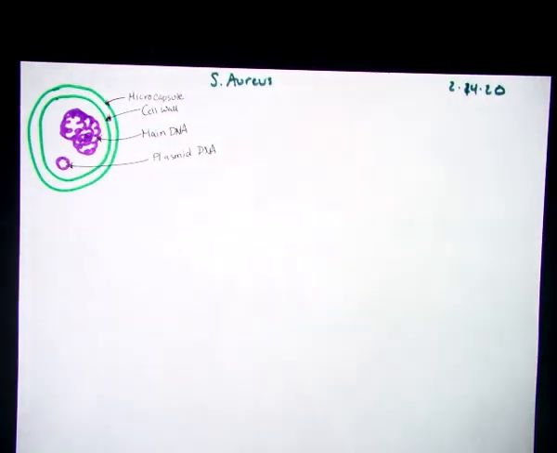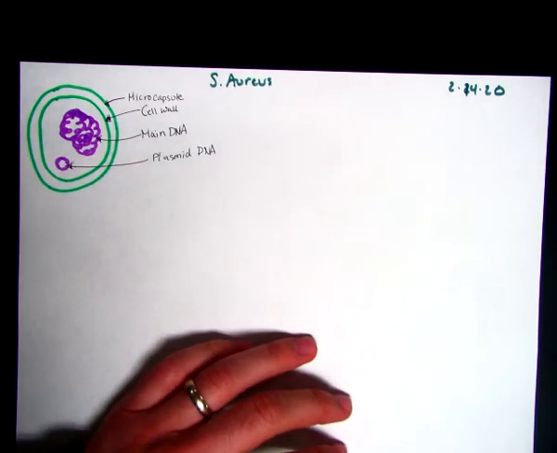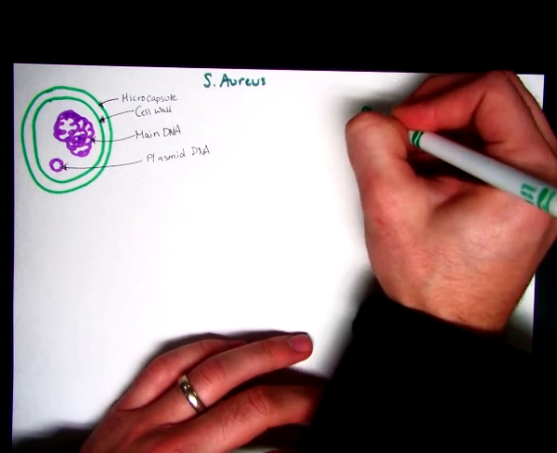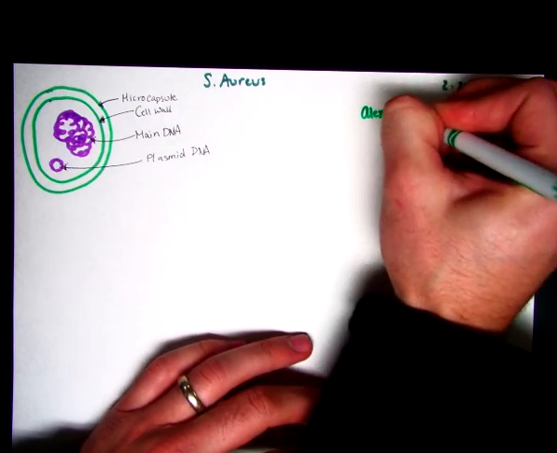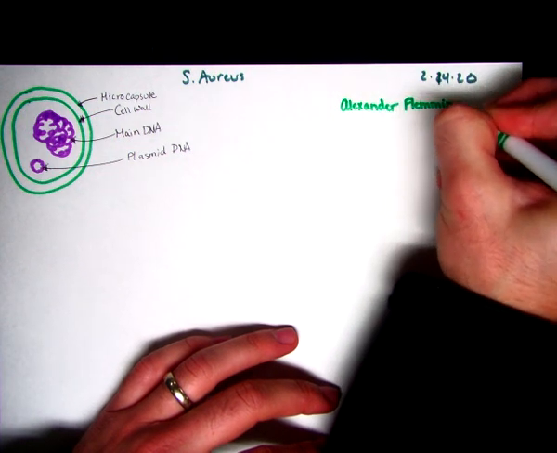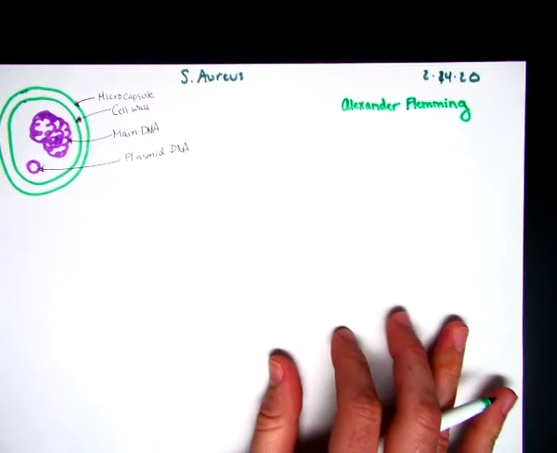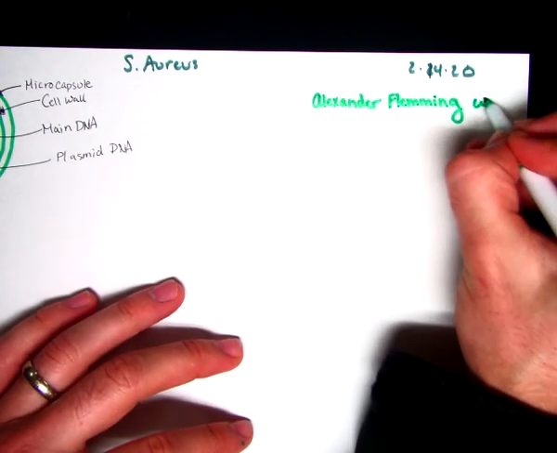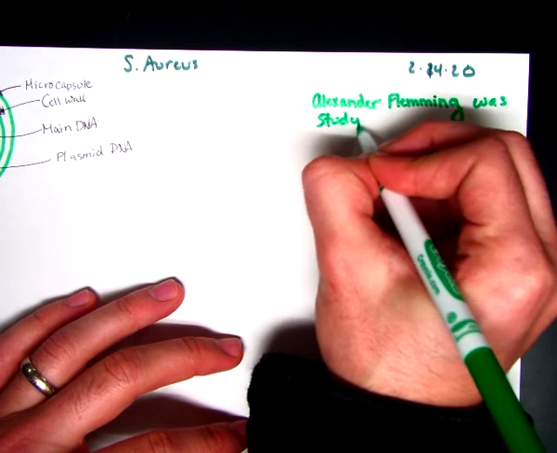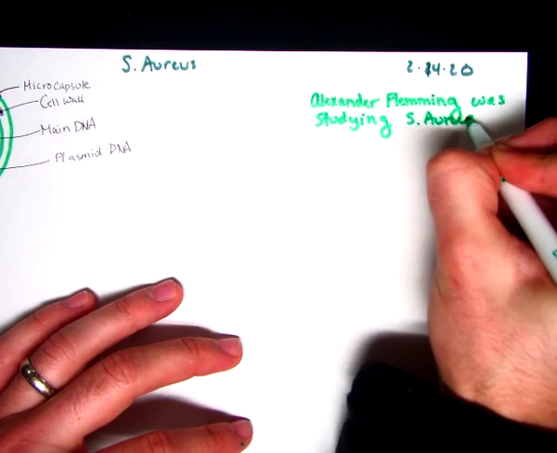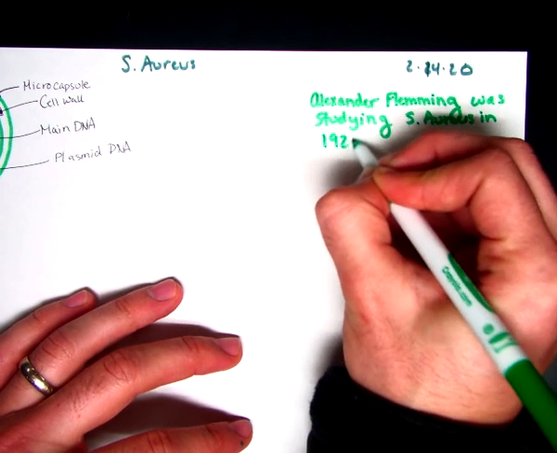All right. So on the other side, we're going to start with this guy named Alexander Fleming. And Alexander Fleming was this scientist who was studying Staphylococcus aureus particularly in the 1920s.